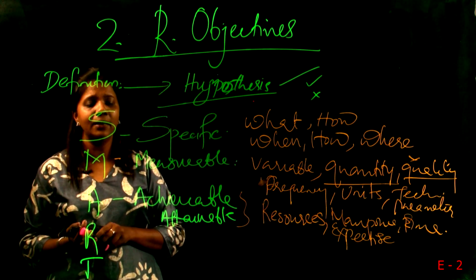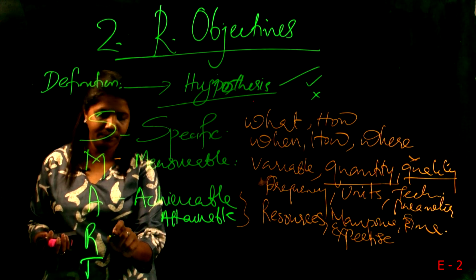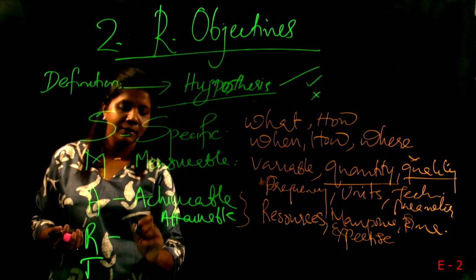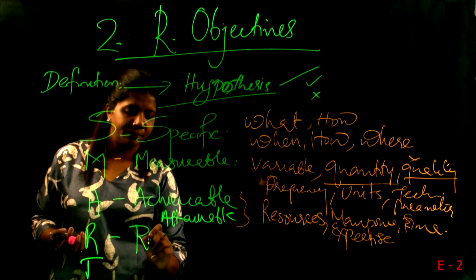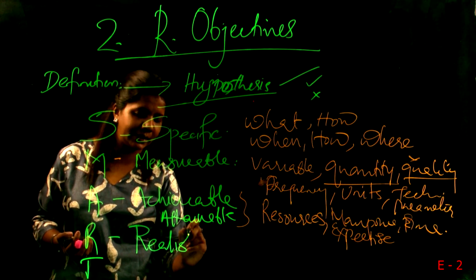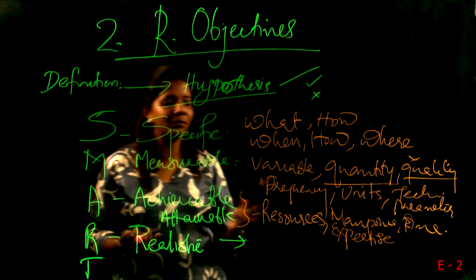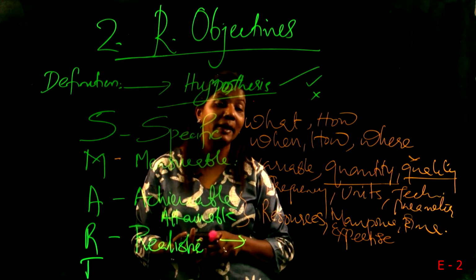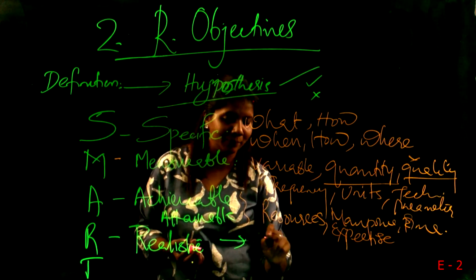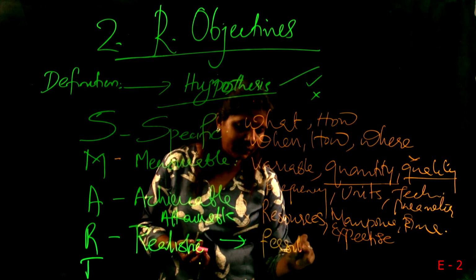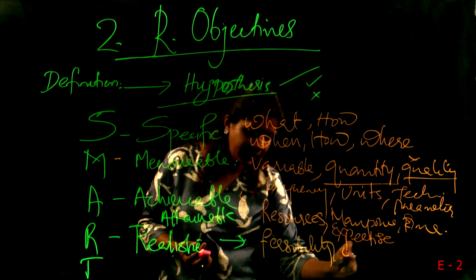Let's go to the other one. What is R? R stands for realistic. Realistic. Okay, so realistic, again we'll go for what is realistic. Another word we can use is practically possible, feasible. You need to check its feasibility, convenience.